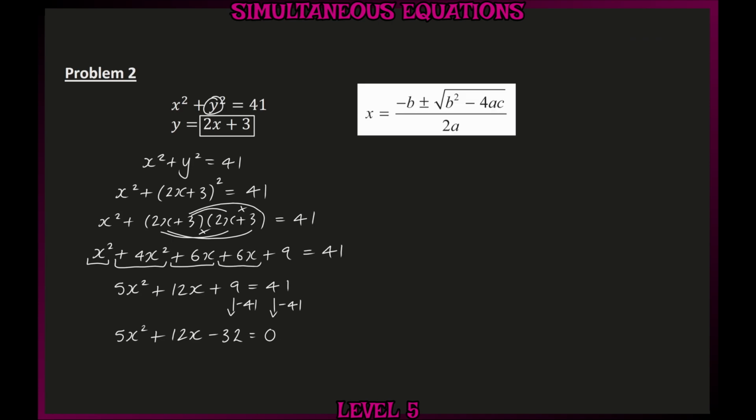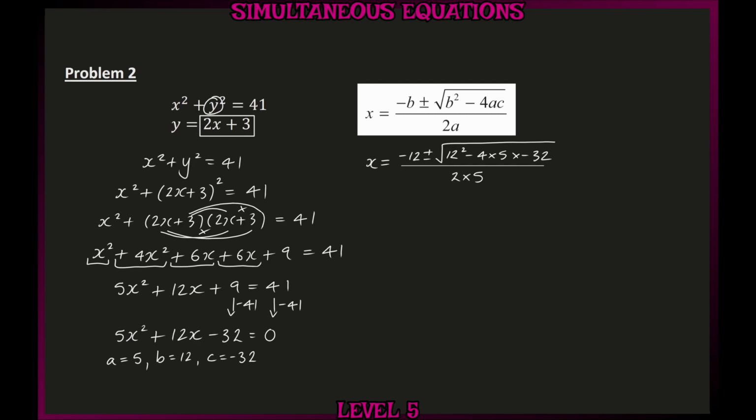And to use this formula, we'll need to establish the values of a, b and c. So a is always the number in front of the x squared, which is 5, b is the number in front of the x, which is 12, and c is the constant at the end, so the one that's just a number. So in this case, minus 32. So substituting this into the quadratic formula, this gives us x is equal to, we have minus b at the top, so that's minus 12, plus or minus the square root of b squared, so that's 12 squared, minus 4 times a, so times 5, times c, which is minus 32, all divided by 2a, so that's 2 times 5.